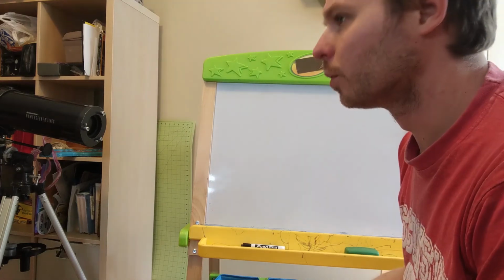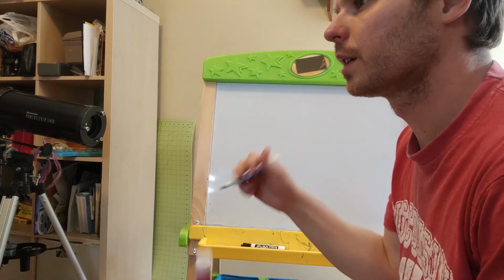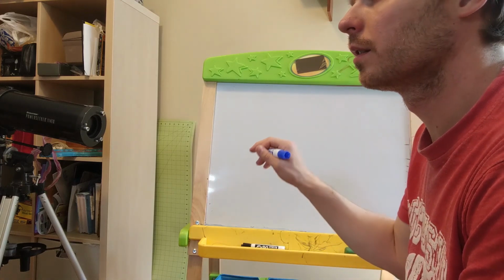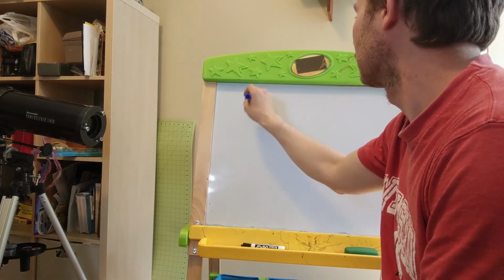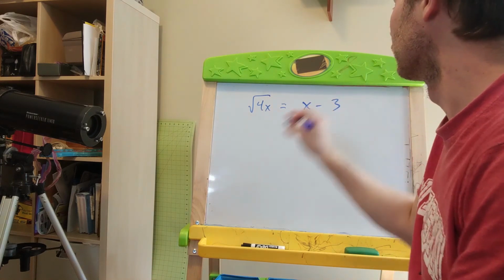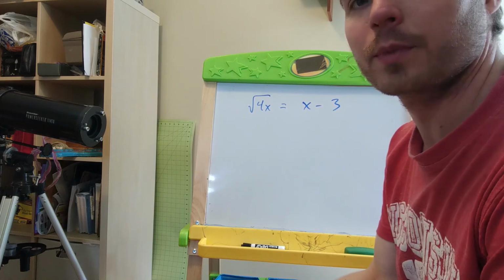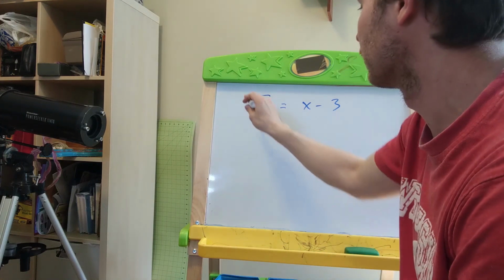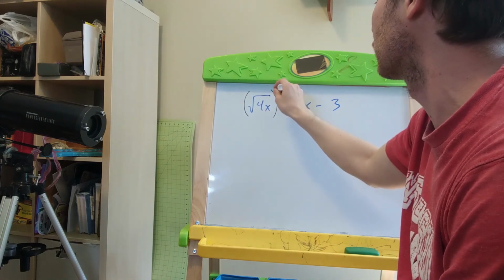Alright, so let's take a look at one more that's a little bit different. Let's take a look at something like this. Okay, so the square root of 4x is equal to x minus 3. Now in this one, we have the radical isolated already, so there's nothing really to do. So I can go ahead and square this.